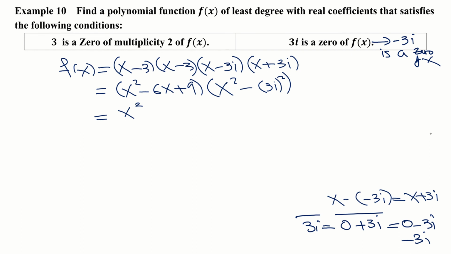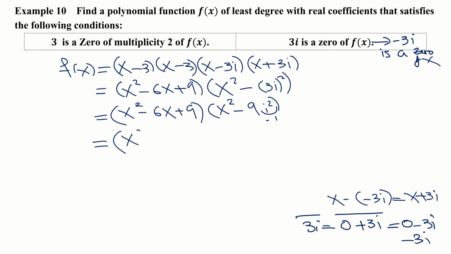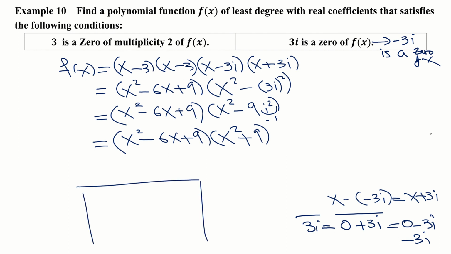So we get x squared minus 6x plus 9 times x squared minus 9i squared. Now, remember what i squared is, right? It's -1. So we're going to get x squared minus 6x plus 9 times x squared plus 9, right? So go ahead and multiply them out, your favorite method, you know mine.